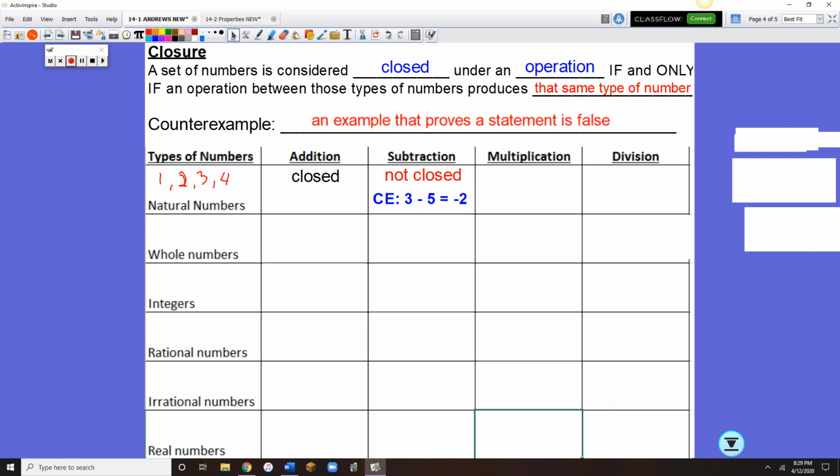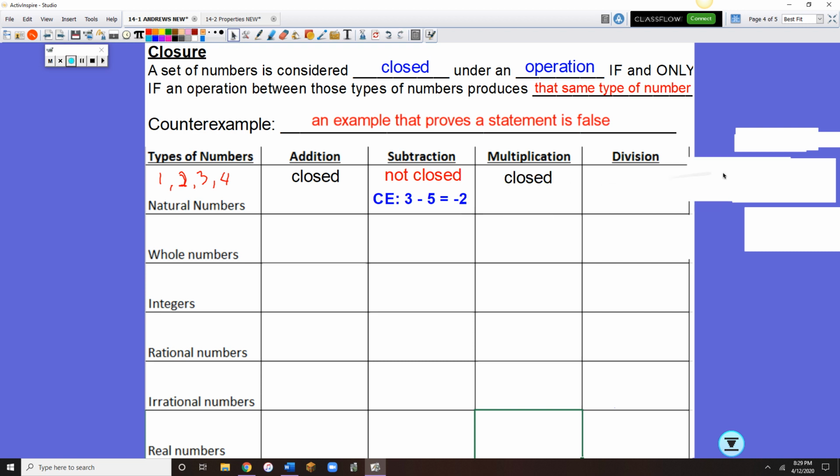And CE here stands for counterexample. So 3 is a natural number, 5 is a natural number, but when I subtract 3 take away 5, the answer is -2. Now -2 is an integer. It is not a natural number. So we consider this not closed because there's a way to get numbers that aren't natural when we subtract.